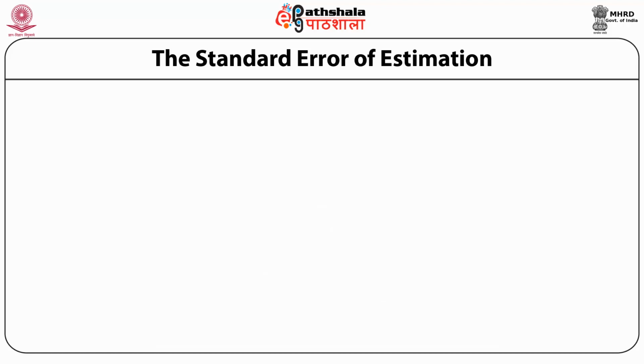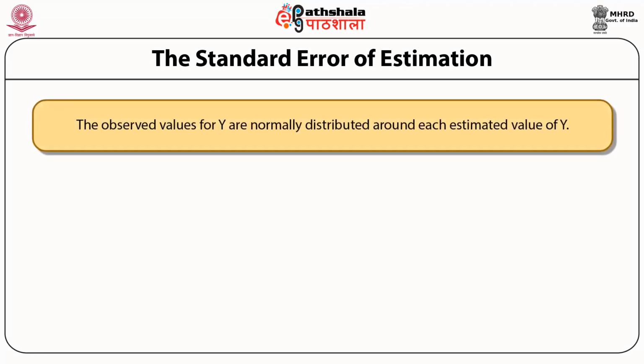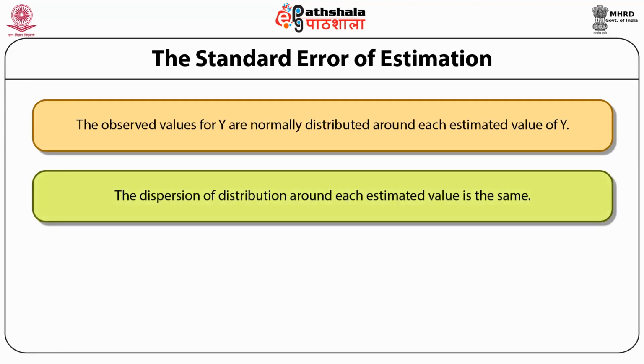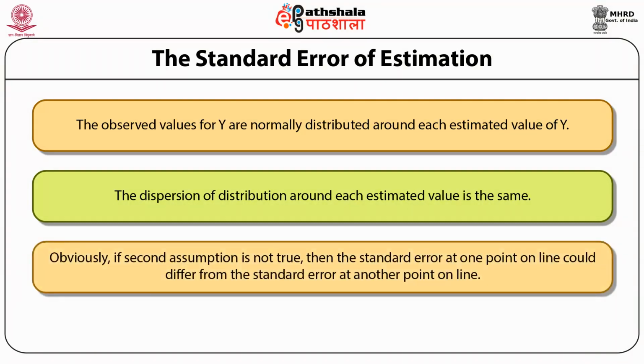Here it is important to note again two important assumptions: that the observed value of y, observed value meaning the actual value of y, is normally distributed around each estimated value of y, and second, the dispersion of distribution around each estimated value is the same. Obviously, if the second assumption is not true, in that case the standard error at one point of the line could differ from the standard error at another point. It should not be there.